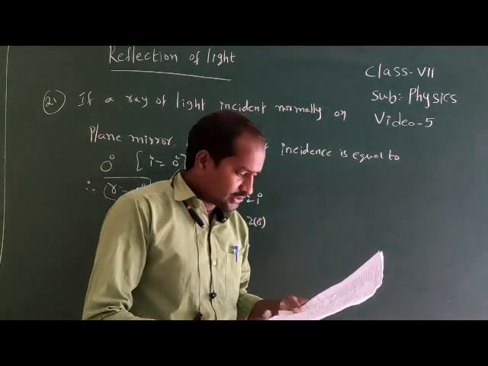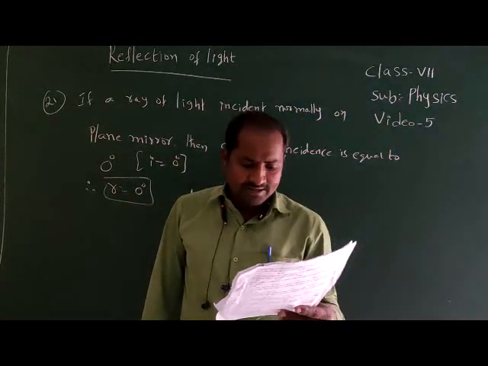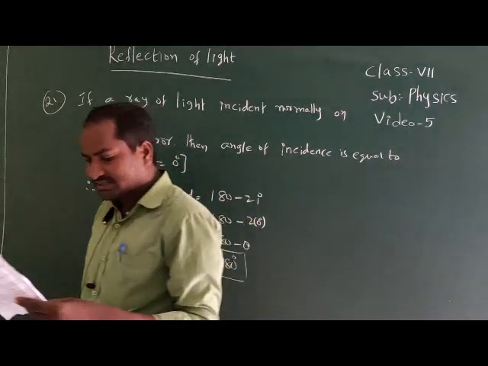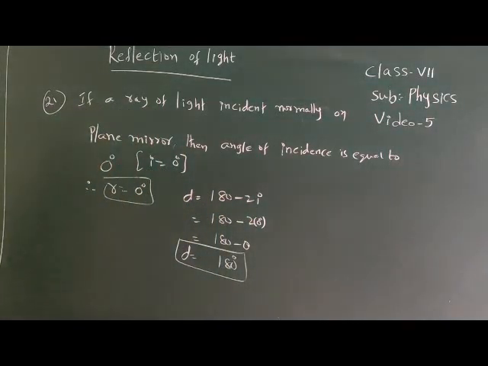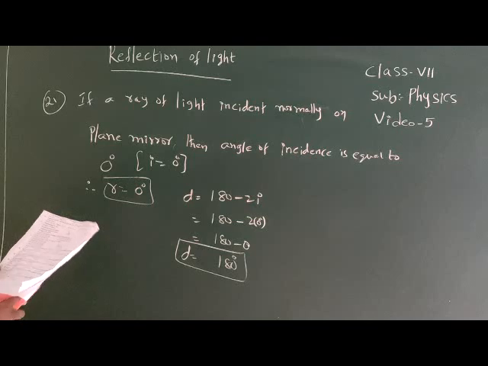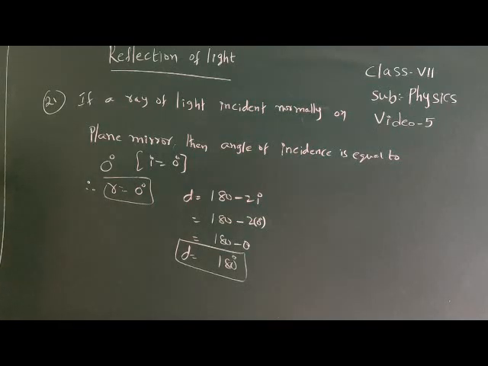Okay. Next, 22. If the incident ray and reflected rays are right angle to each other, then the angle of deviation is how much? Incident ray and reflected ray are right angle to each other means I plus R equal to 90 degrees.